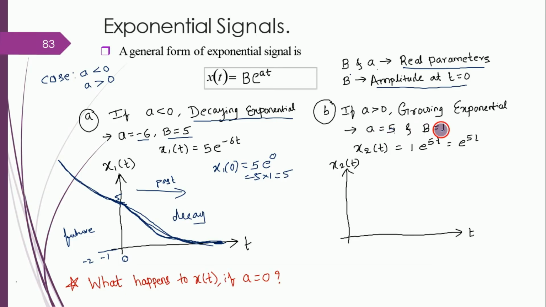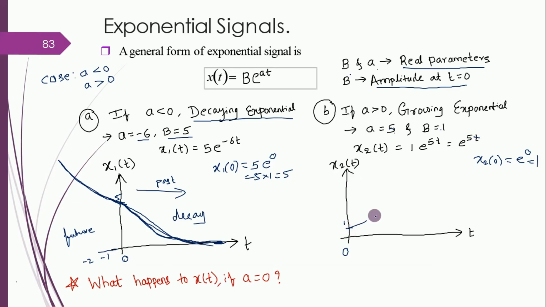Similarly, if a is greater than 0, what happens? Let me consider a is equal to 5 now, b is equal to 1. If I put it in the general form that has been mentioned, 1 into e raised to 5t, or else just e raised to 5t. So here I substitute t is equal to 0. So x2 of 0 is equal to e raised to 0, which is 1. So I start from 1.